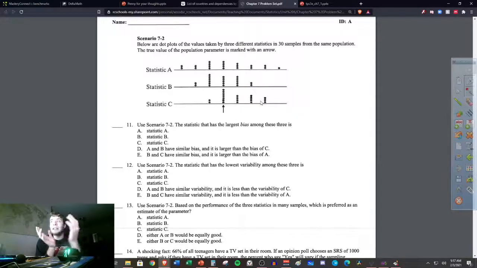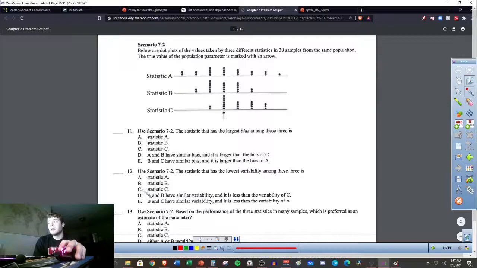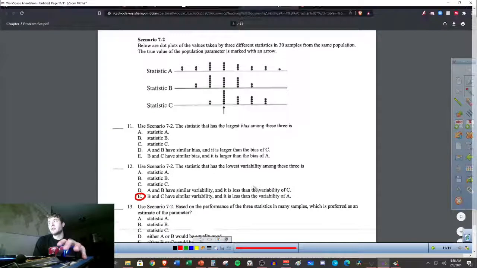Well, if you look at it, one of them shifted, but both of them are about the same amount of spread. I'd say the standard deviations are pretty much the same. So really the best choice for this is E, because it says B and C have similar variability, and it is less than the variability of A. That is the most true statement of all of these, okay?